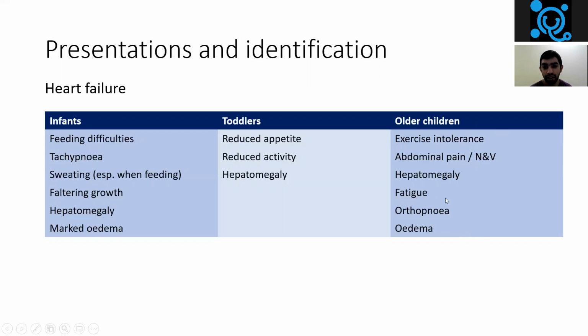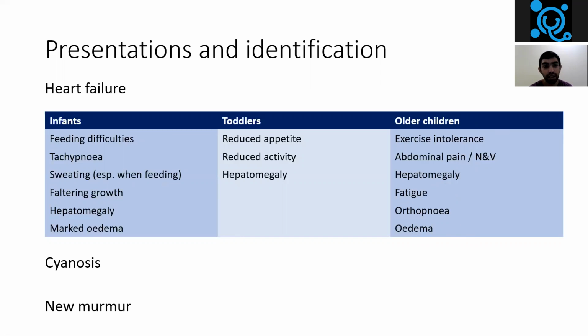And then the latter 3 or 4 points are all in keeping with what you might expect with an adult. But those are the main ways they would present in heart failure. And then the other way they might present is with cyanosis, and this can be due to their heart failure or due to a congenital heart defect.